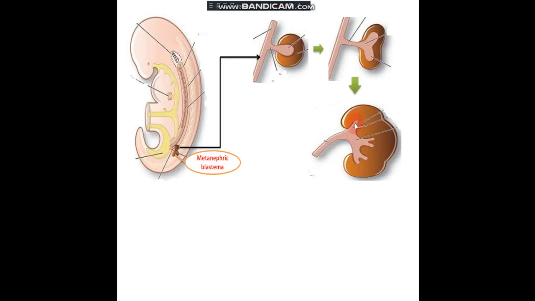After that, about 12 generations of divisions happen beyond the major calyces. The first 4 divisions join together to form the minor calyces. Then the later divisions join together to form the collecting ducts. So the collecting ducts, the minor calyces, major calyces, and ureter all develop from the ureteric bud.